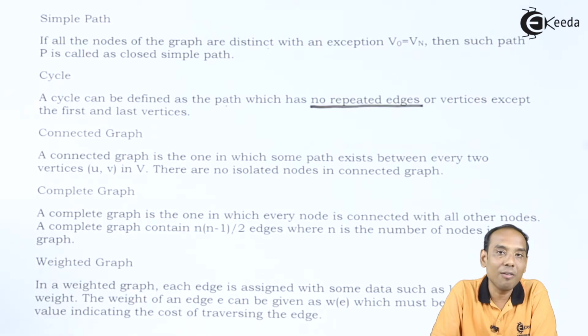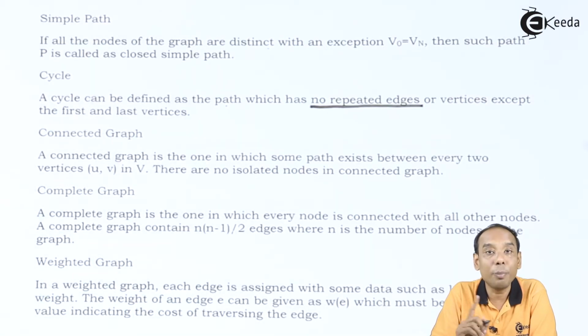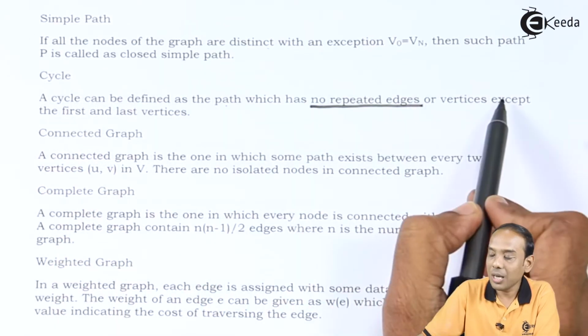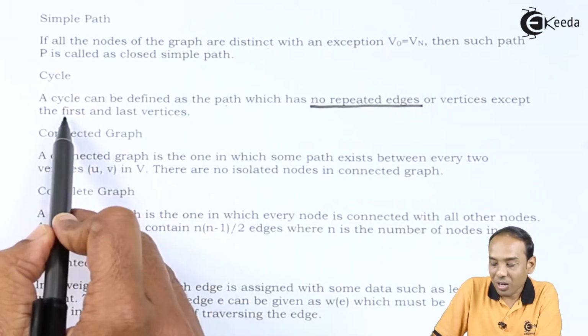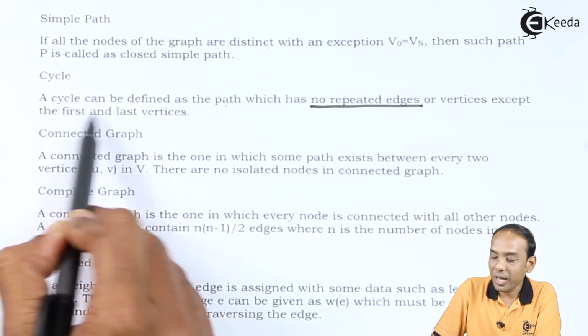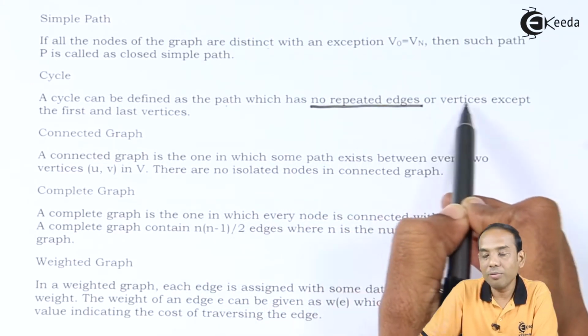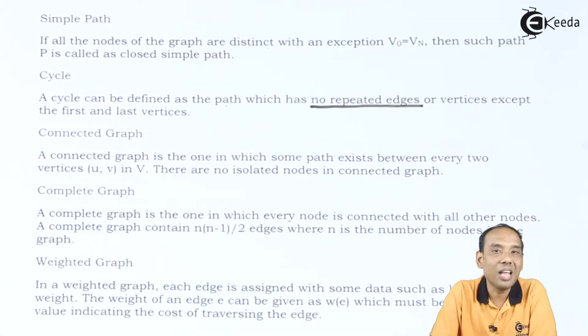Once again, I cannot travel from B to D. So there are no repeated edges. Also, there are no repeated vertices. That is very important: no repetition of edges and no repetition of vertices. That particular path is called a cycle. The exception is the first and last vertices. We can make an exception for this, but other than this, we cannot repeat the edges, nor can we repeat the vertices. That particular path is called a cycle.